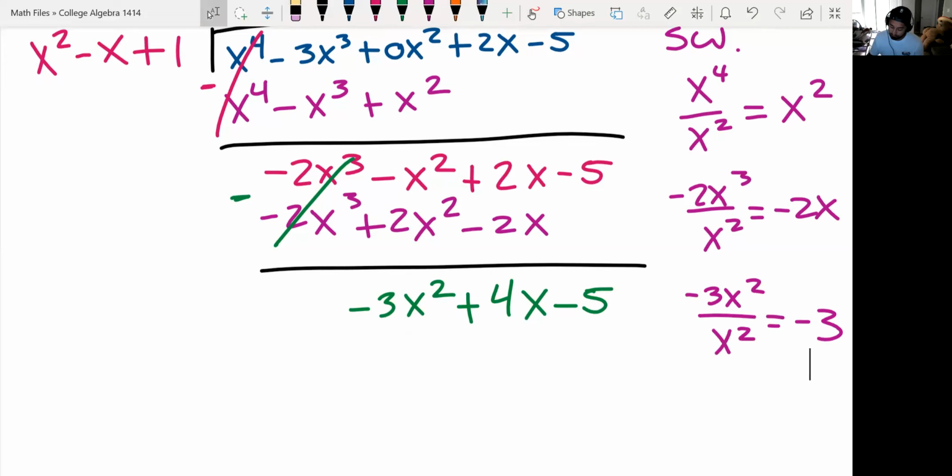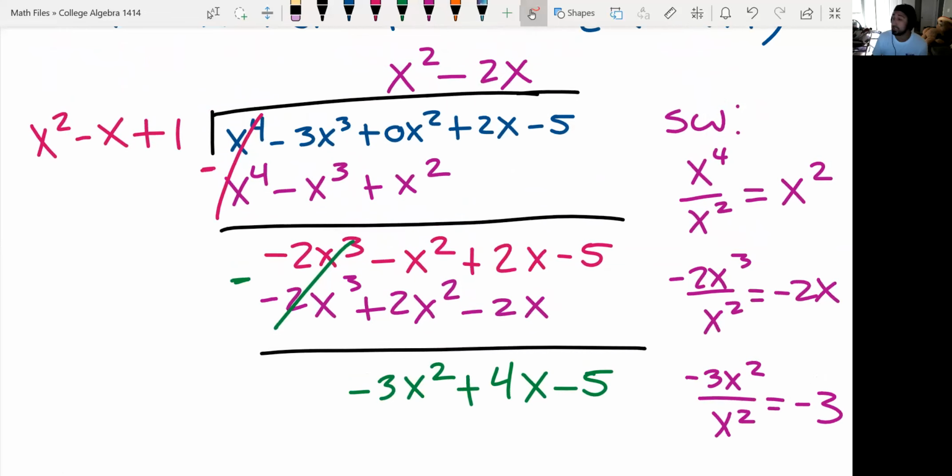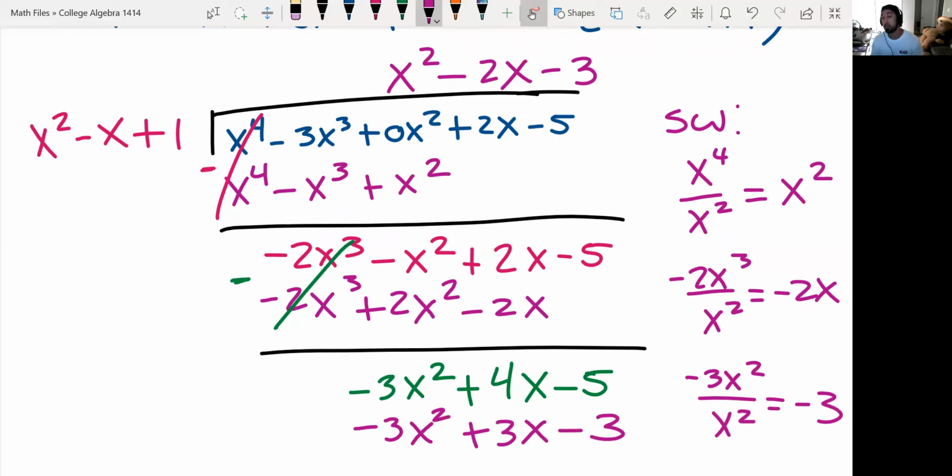And multiply. Well, first, don't forget to put it at the top where your divisor is. Oops, there goes my minus 3. And now we're ready to multiply our negative 3 by the divisor. So we'll get negative 3x squared plus 3x minus 3.